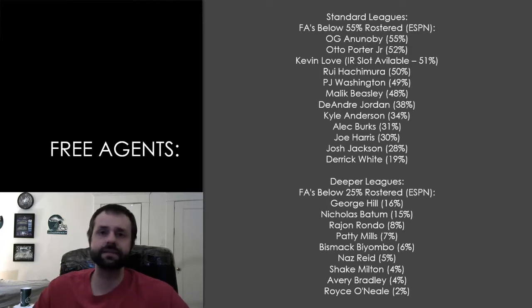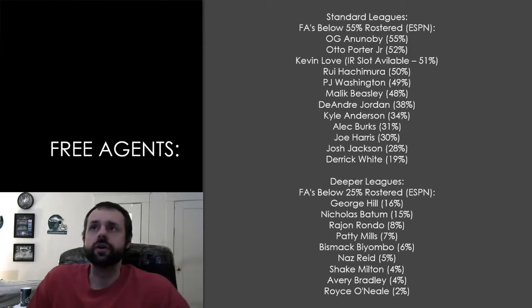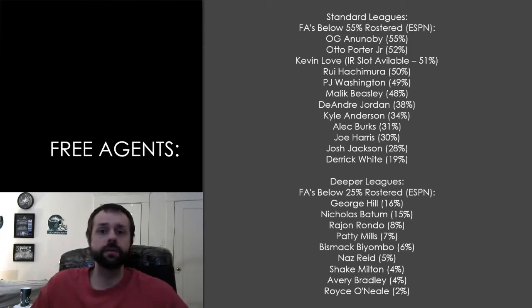Next up we have PJ Washington, who's only rostered in 49% of leagues. He's just going to be inconsistent. I feel like that's going to be his trend this year. He's going to have games where he's got 4 points, 2 rebounds, and zeros across the board and a bad shooting night. And then there's going to be other nights where he goes for 20 and 10, and has 2 threes, 2 blocks, and like a steal or something along those lines, and he's going to have a great shooting night. So if you're okay with putting up with the inconsistency, put him on your roster.